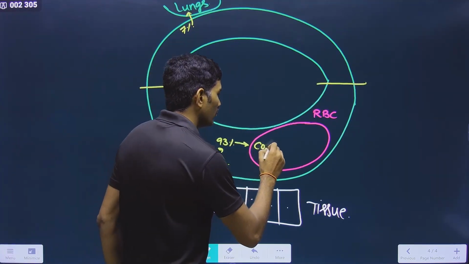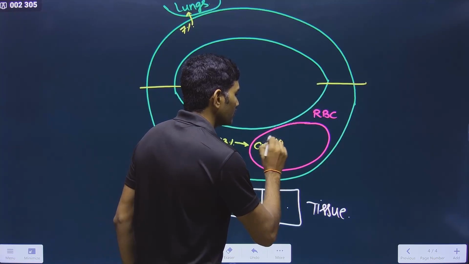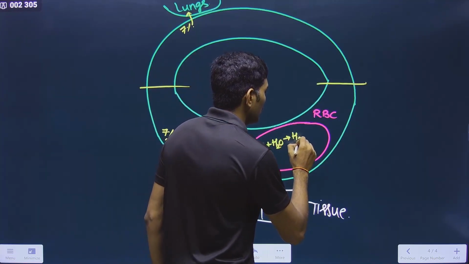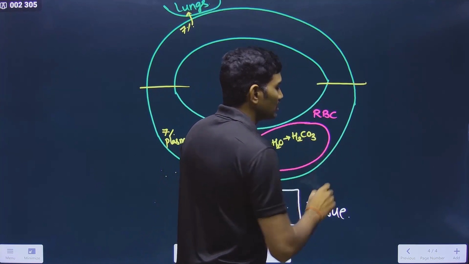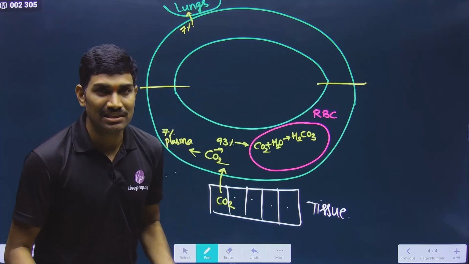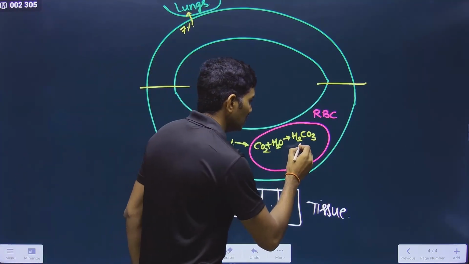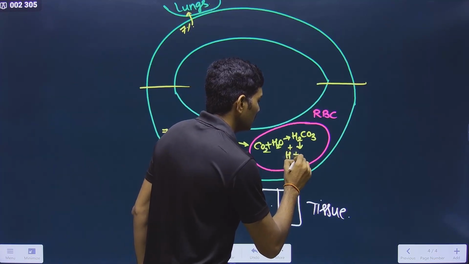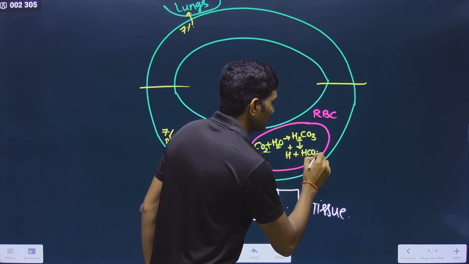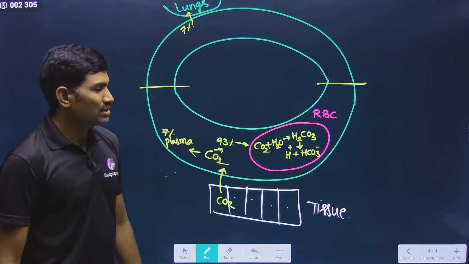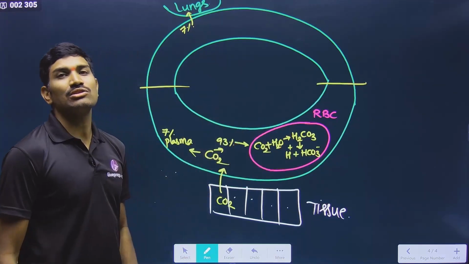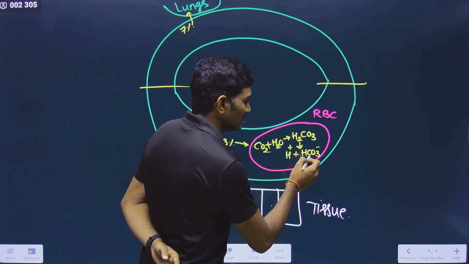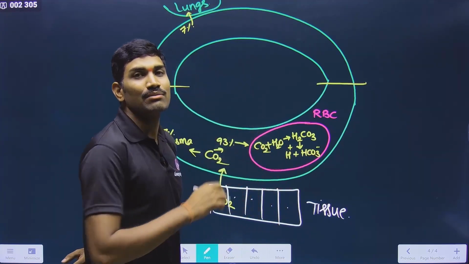This CO2 will combine with water and it will form H2CO3, carbonic acid. And immediately it will dissociate as H plus and HCO3 minus. It is dissociating as H plus and HCO3 minus. Is it clear? Now this HCO3 minus is formed inside the RBC.